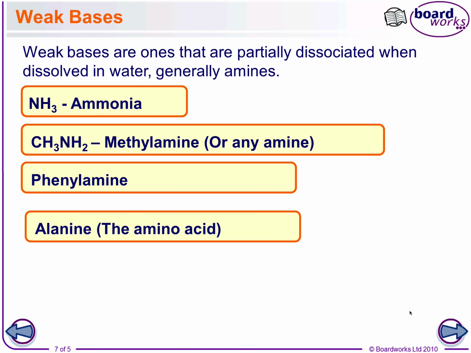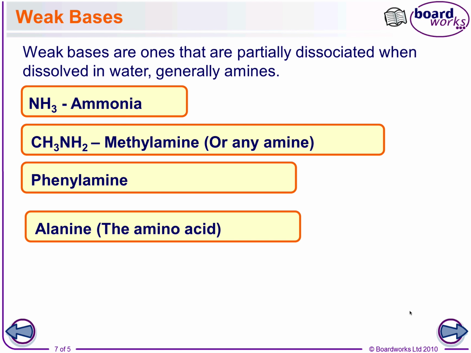Now, your weak bases are ones that are partially dissociated when dissolved in water, and generally these will be amines or ammonia, and there are some other examples as well. If you look carefully, you've got methylamine, phenylamine is another example. A surprise entry into this is alanine. Alanine is an amino acid, but is actually a base because the pH is actually higher than 7. It works out, even though it's an amino acid, to have an alkaline pH. So it acts as a weak base.